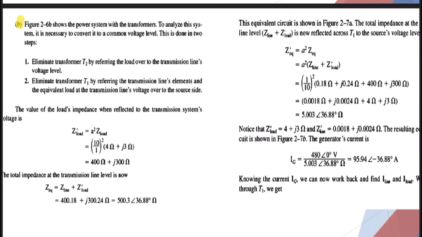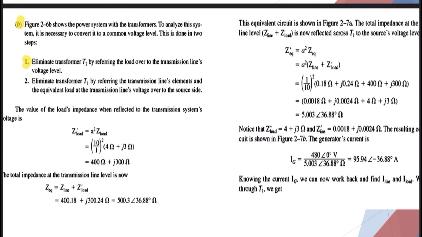Okay, so figure 2-6P shows the power system with the transformers. To analyze this system, it is necessary to convert it to a common voltage level. This is done in two steps. Step number 1, eliminate transformer T2 by referring the load over to the transmission line's voltage level.